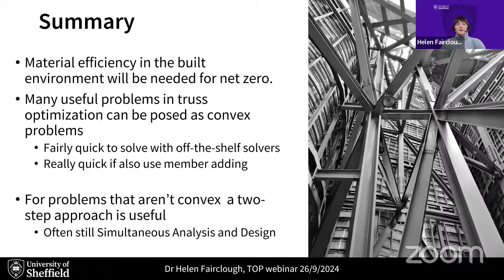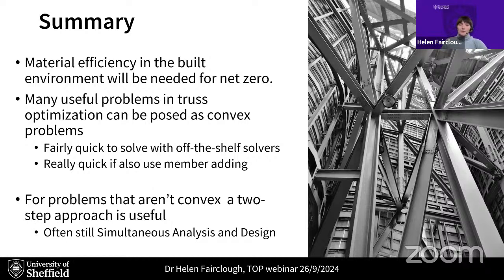And a surprising amount of useful problems in truss optimization can be posed as convex problems if you think about them in the right way, which means that it's fairly quick to solve them with just off-the-shelf solvers, and really quick if you can get member adding going.